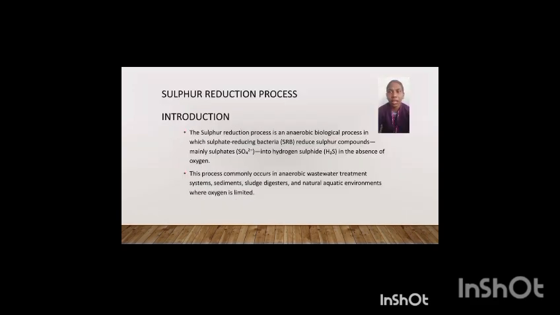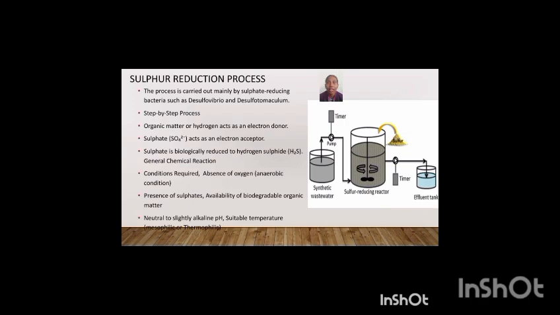The sulfur reduction process is an anaerobic biological process. Sulfur reducing bacteria reduce sulfur compounds, mainly sulfates, to hydrogen sulfide in the absence of oxygen. The process commonly occurs in anaerobic wastewater treatment systems, sediments, sludge digesters and natural aquatic environments where oxygen is limited, by sulfur reducing bacteria such as Desulfovibrio and Desulfomaculum.